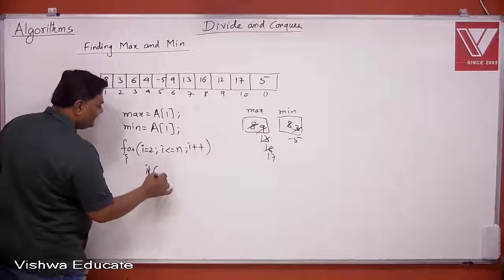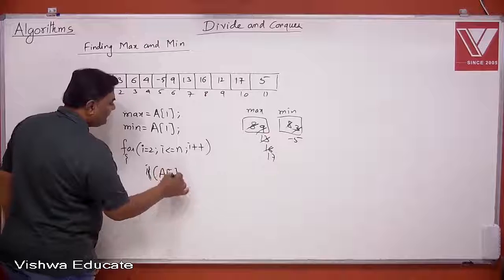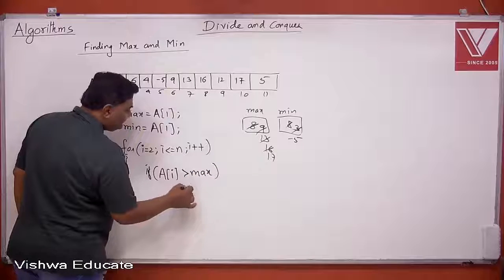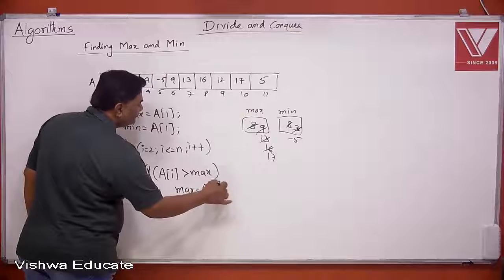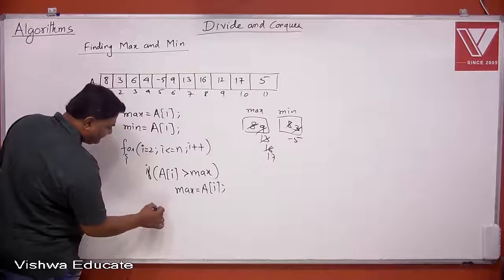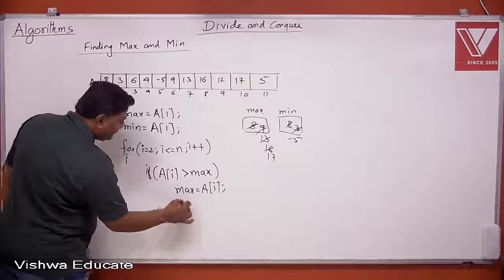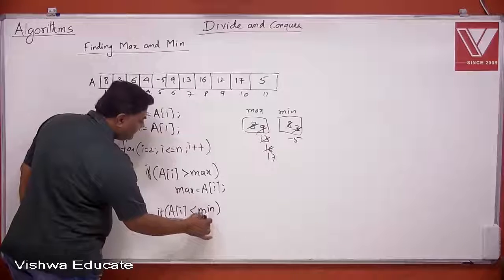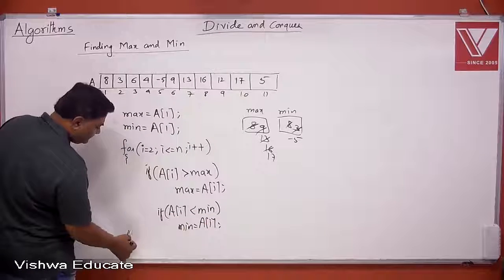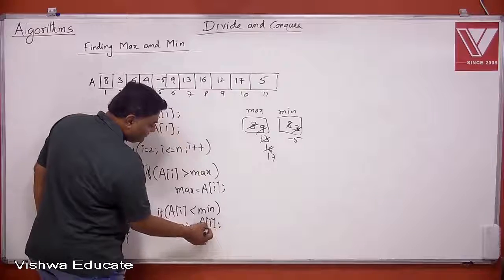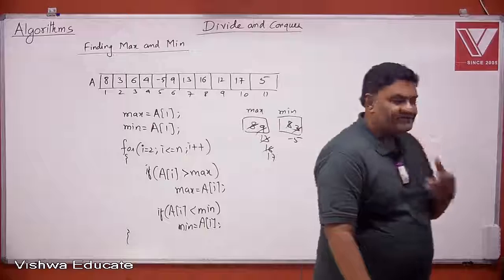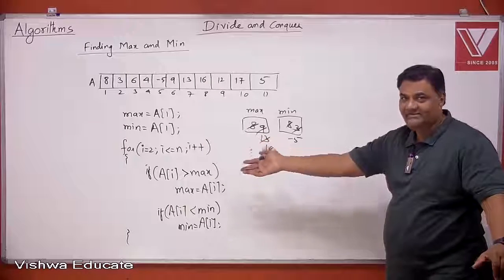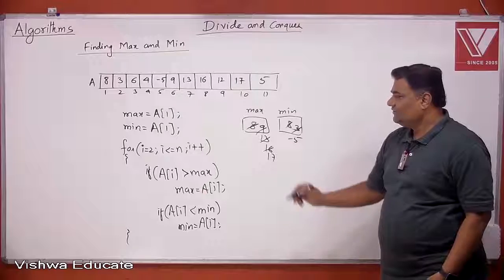So what I'll do here is, if any element a of i is greater than maximum, then change maximum to a of i. Then if any element a of i is less than minimum, then change minimum to a of i. That's all. Take this one. So this is the simple code. Whatever I have explained, the code says the same thing. So this is the simple algorithm for finding maximum and minimum.